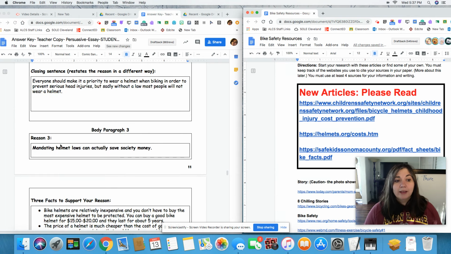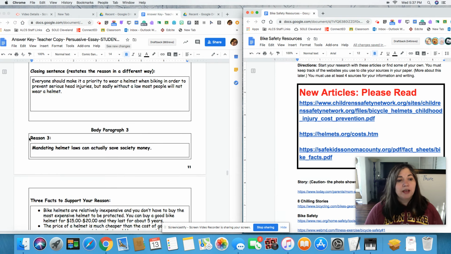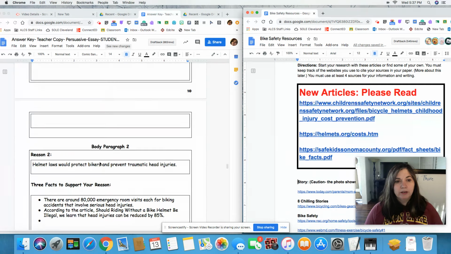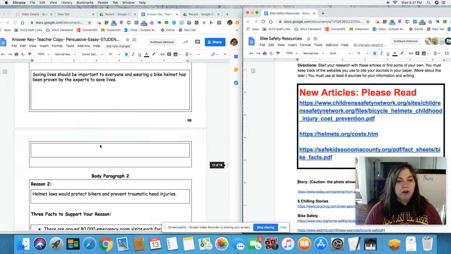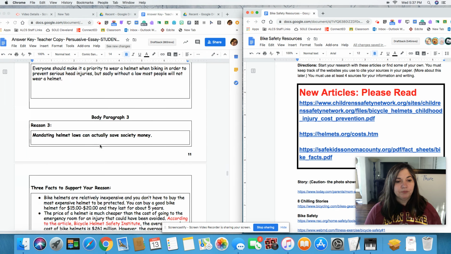Okay. So again, right from my thesis, I pulled out, rewording it from your thesis: mandating helmet laws can actually save society money. That's what I pulled out from the thesis statement here, to save cost, to save money. So that is my reason number 3.